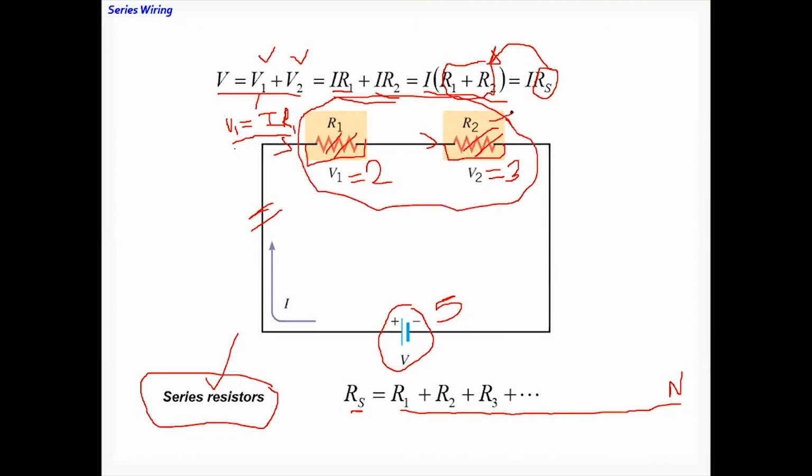What I meant is, if you want to replace both of them by one single resistor, let's say R2 is 3 ohm and R1 is 1 ohm. Then what should be the value of that single resistor? It should be 1 plus 3, because RS is R1 plus R2. R1 is 1, R2 is 3, so RS should be 4.